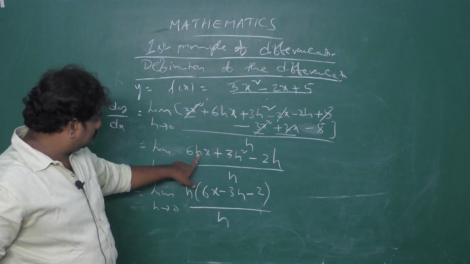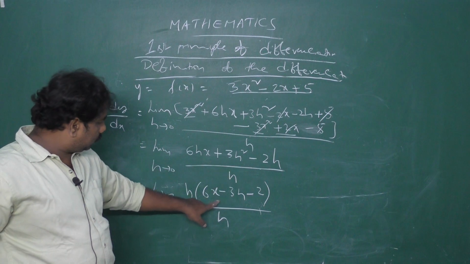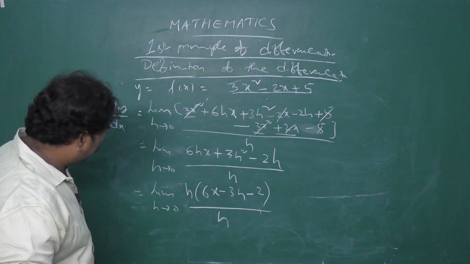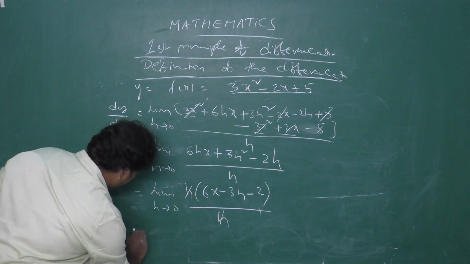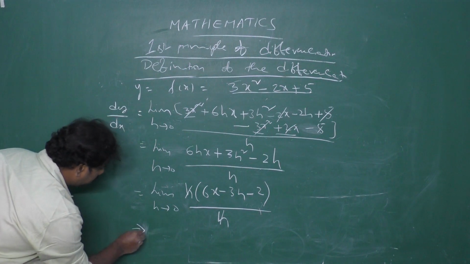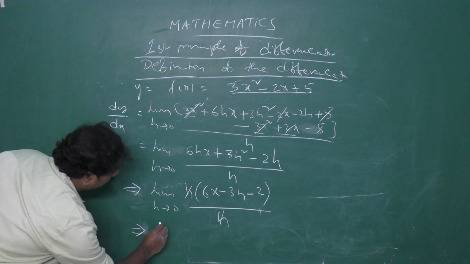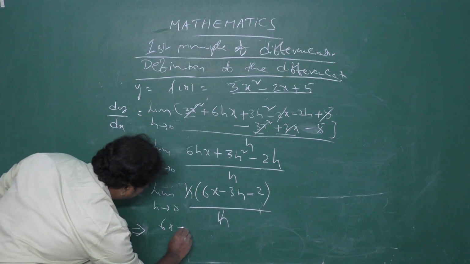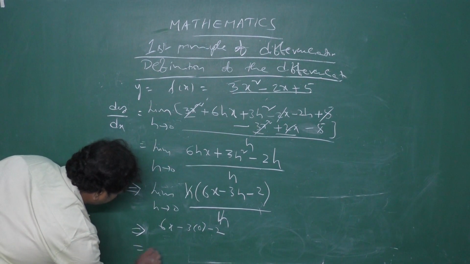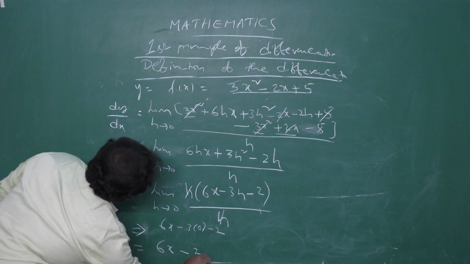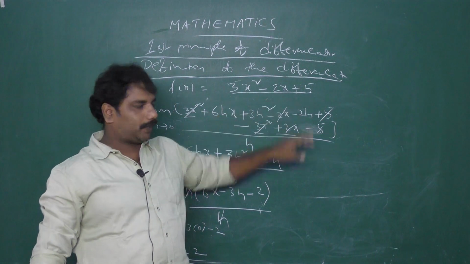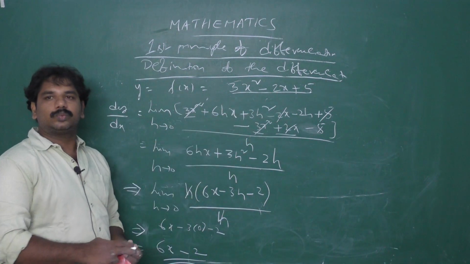Because I am taking out h, in this h will be taken out, and in 3h square only h will remain, and one h will be here, and from this 2h, h will come out. So h gets cancelled. Now we are applying the limit. What is the limit? Limit h tends to 0. So 6x plus 3 into 0 minus 2. This is nothing but 6x minus 2. That means the derivative of f of x, 3x square minus 2x plus 5, is 6x minus 2.